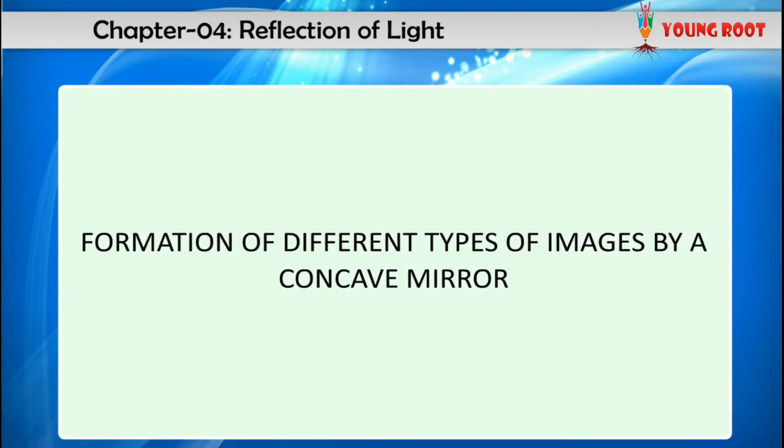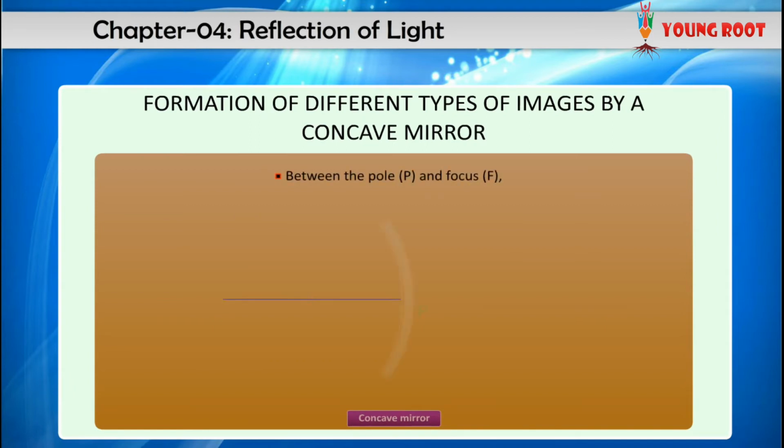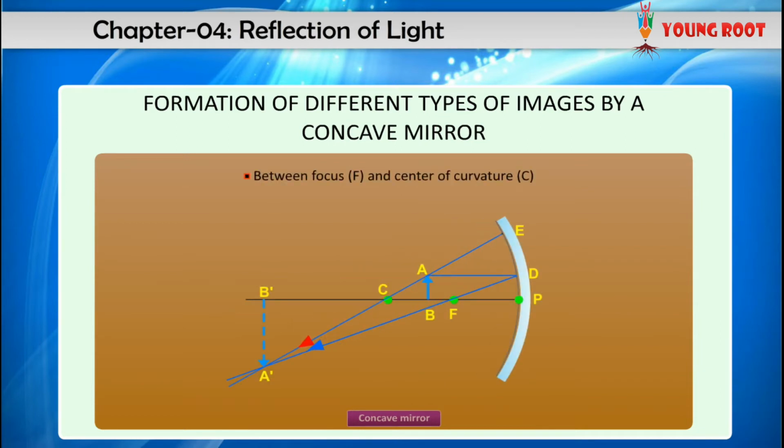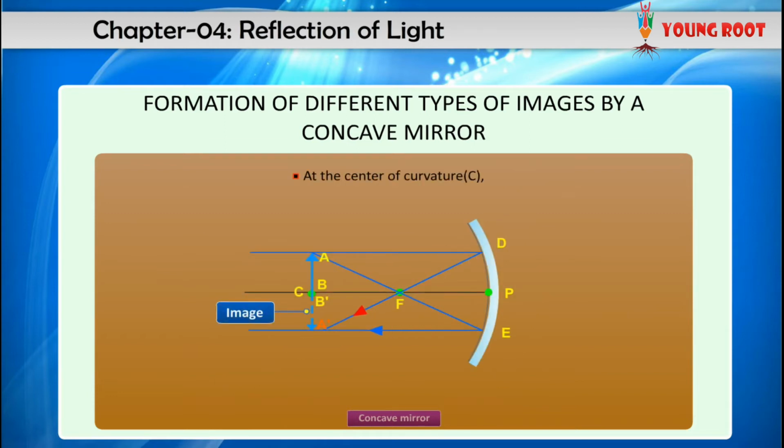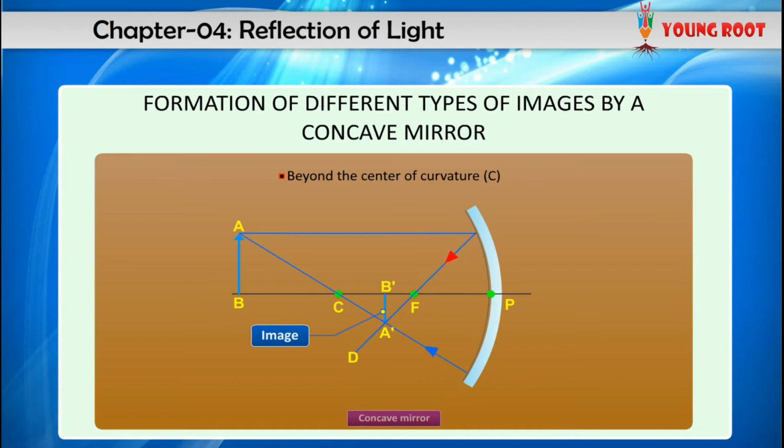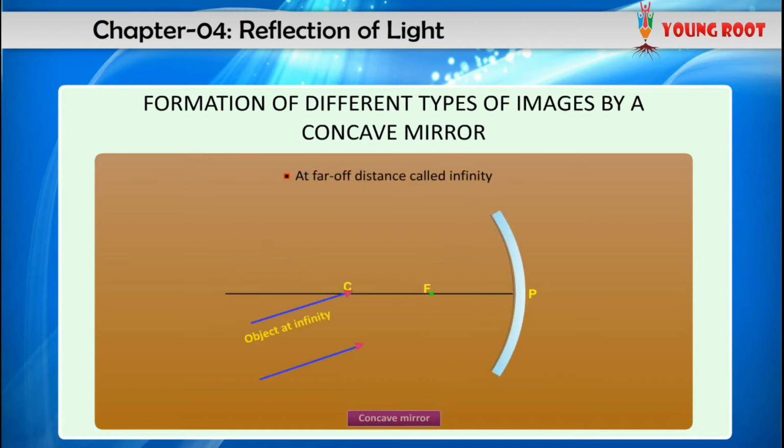Formation of different types of images by a concave mirror. The type of image formed by a concave mirror depends on the position of the object in front of the mirror. Between the pole P and focus F, at the focus F, between focus F and center of curvature C, at the center of curvature C, beyond the center of curvature C, at far off distance called infinity.